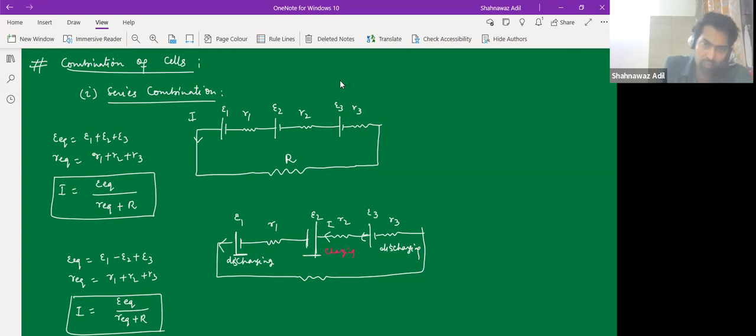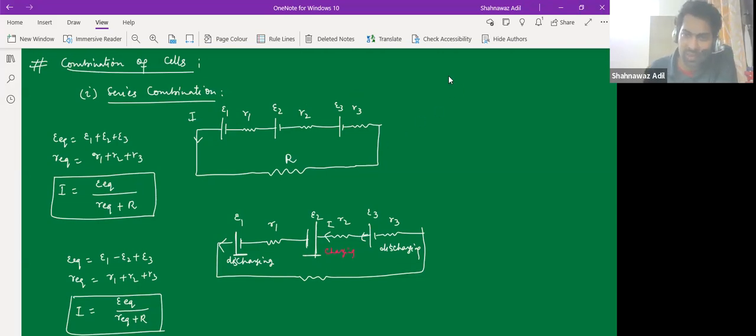So what is capital R? Capital R is the load resistance on which we are applying the load, right? That is the load resistance. Then what is small r? Small r is the internal resistance of these cells, right? Okay, sir. So capital R is load resistance and small r is the internal resistance. Yeah, internal resistance of these cells.